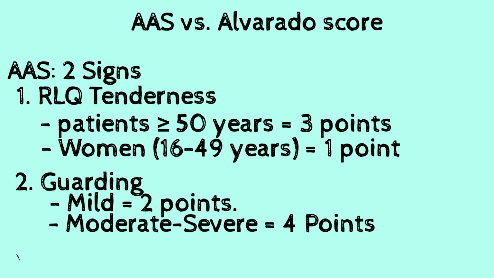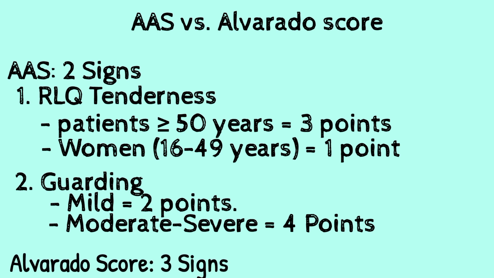The Alvarado Score has three signs, which are right iliac fossa tenderness, scoring 2 points, right iliac fossa rebound tenderness, scoring 1 point, and a lower grade fever, scoring 1 point.